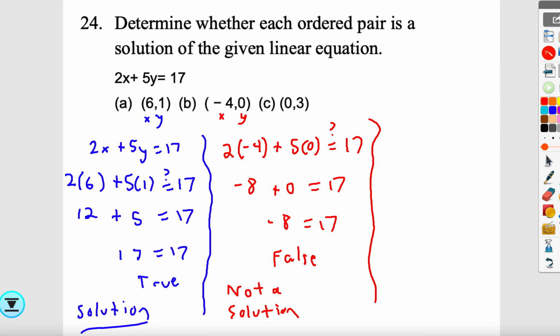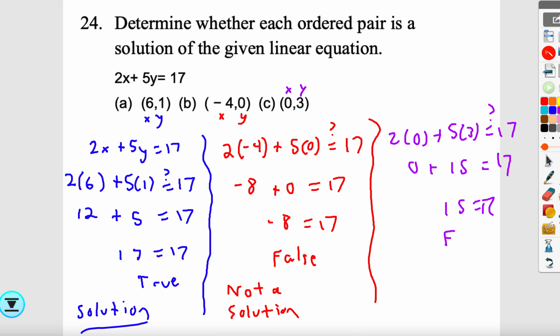And then last but not least, we have this one here. So it'll be x and y here. So it'll be 2 times 0 plus 5 times 3 equals 17? 0 plus 15 equals 17. 15 equals 17 is false. So therefore this is also not a solution. And this is how you find if ordered pairs are solutions of a linear equation.